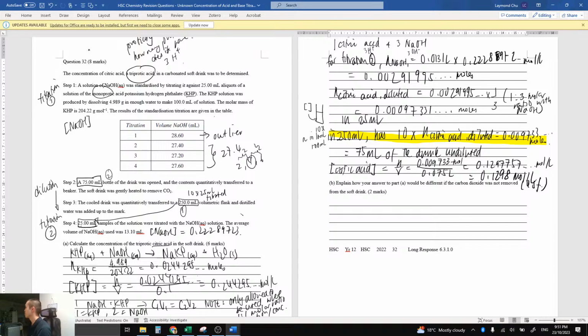So that's question 32A. Okay, explain how your answer to part A would be different if carbon dioxide was not removed from your soft drink. Okay, this is a really good one as well, because CO2 dissolves in solution. Okay, so I think as a good starting point is everything is a solution, everything is an equation. So CO2 gas in liquid forms an equilibrium to form our carbonic acid. Now our carbonic acid then undergoes another ionization, which gives us our hydrogen ion and then our hydrogen carbonate ion.